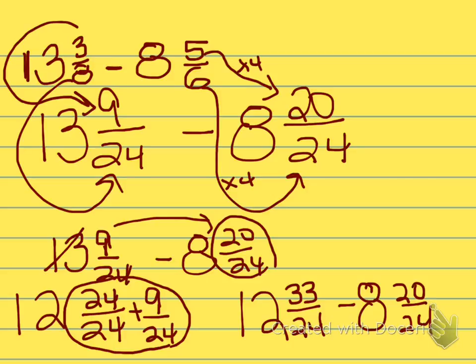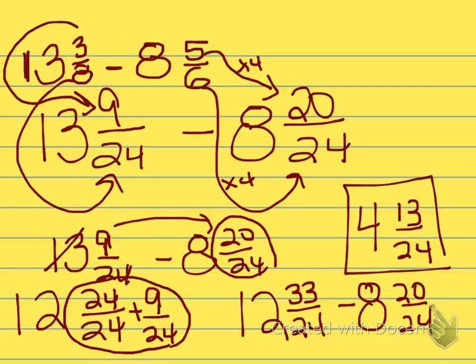12 minus 8 is 4. 33 minus 20 is 13. So our final answer would be 4 and 13 over 24ths, and we see that that will not reduce. So this is our final answer, with a smiley face.